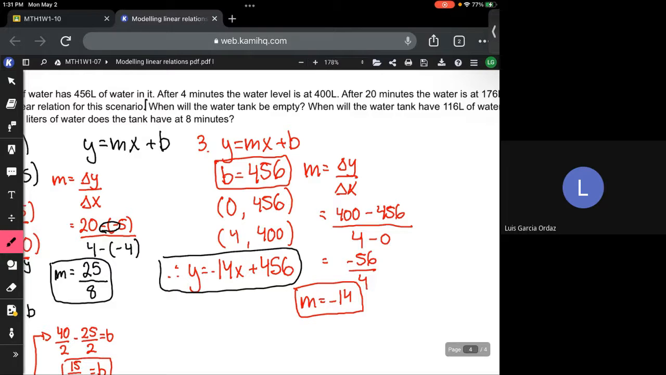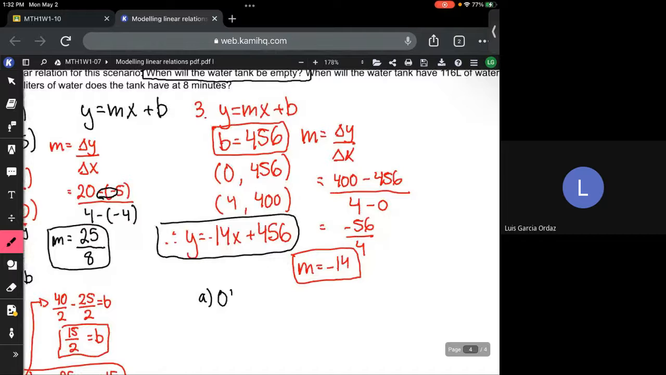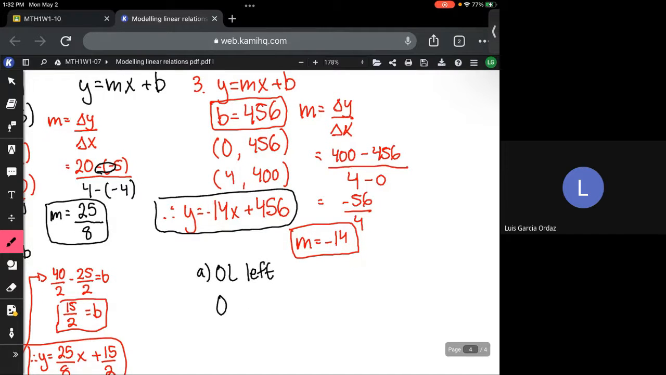So we're going to answer the first question: when will the water tank be empty? How am I going to solve for that? If the water tank is empty, what does that mean about the amount of liters left? 0. So where am I going to put that 0? For y or for x? y. So I'm going to have 0 equal to negative 14x plus 456.